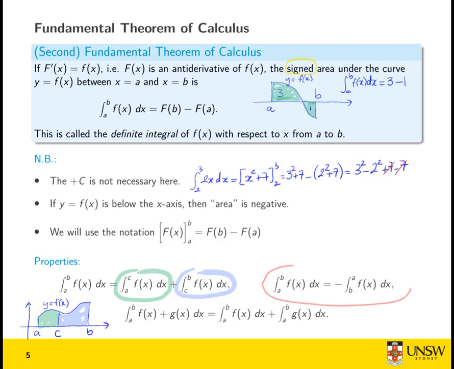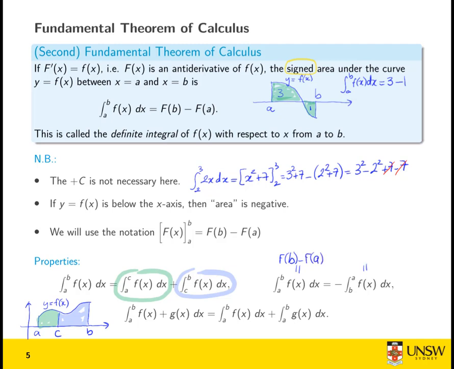Let's now turn to the second property. It says that swapping the endpoints a and b just changes the sign. And we can believe that because if capital F is an antiderivative, the formula said sub in the value at the top, subtract what you get when you sub in the value at the bottom.